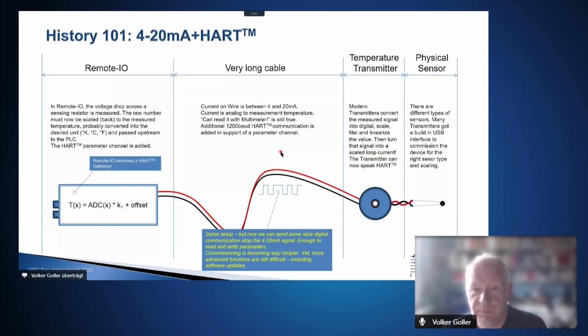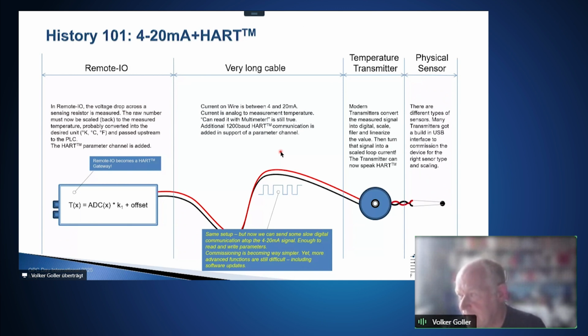And to some extent, you can even configure the temperature transmitter through the remote I/O. So yes, now you have a big advantage. And as people of the industry keep telling me, they use HART mostly for commissioning. Once everything is up, it falls back to 4 to 20 milliamp, and HART is rarely used.